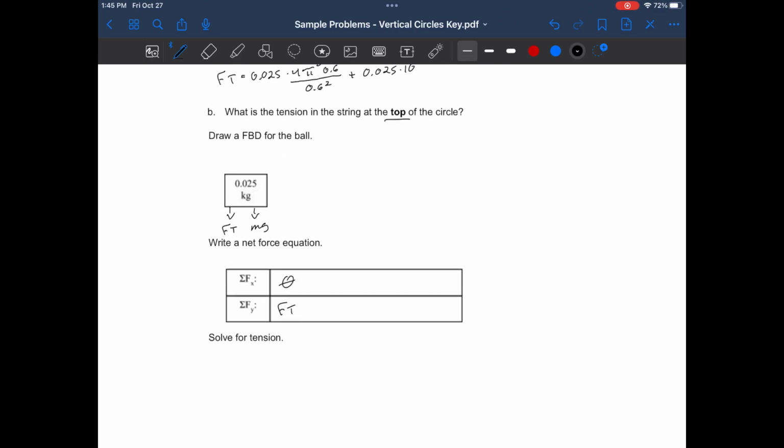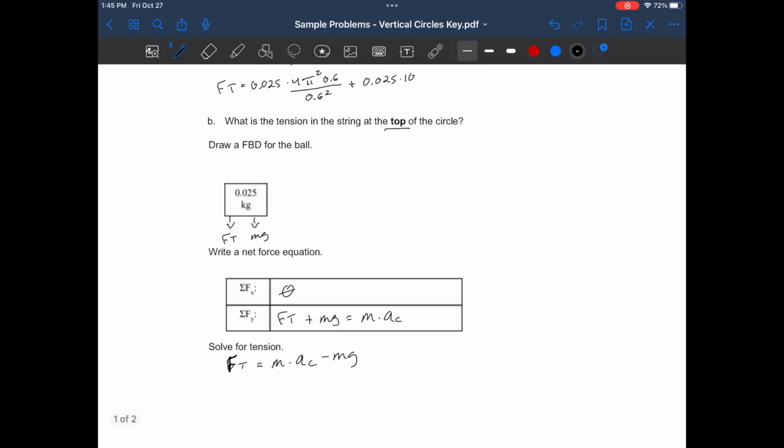Again, nothing in the x. Tension plus mg in the y is equal to mac. Solving for tension, we're going to subtract mg to the other side. Force of tension is equal to mac minus mg.